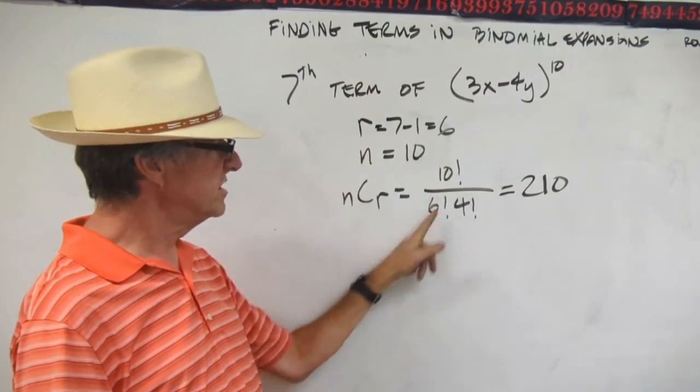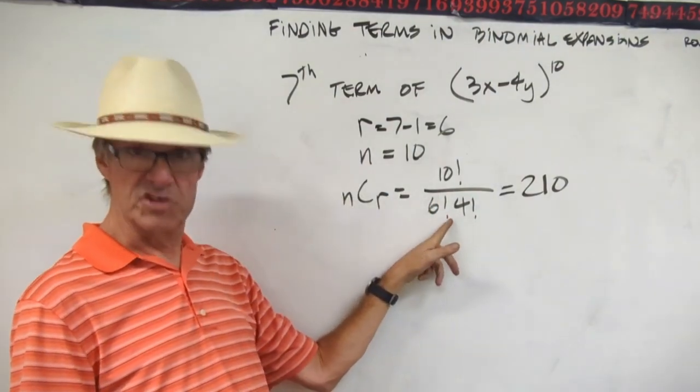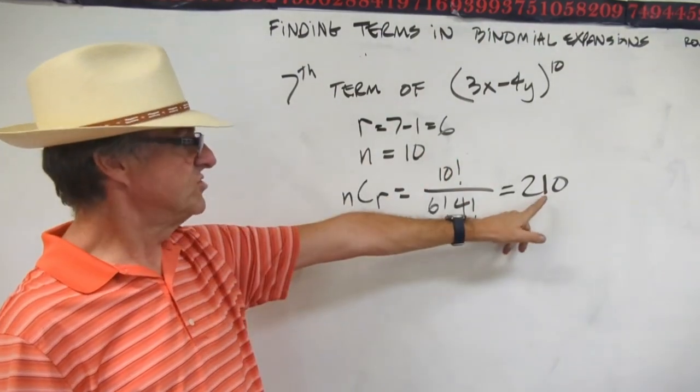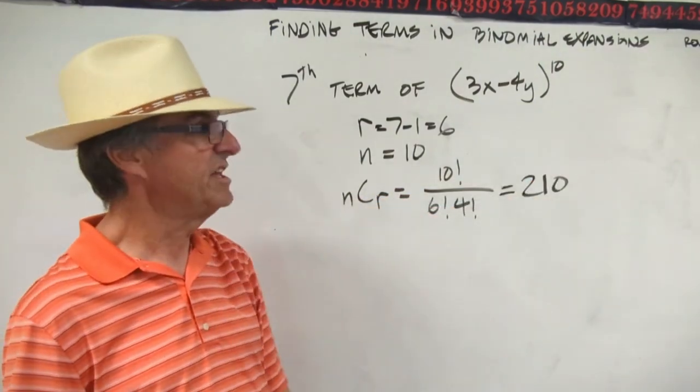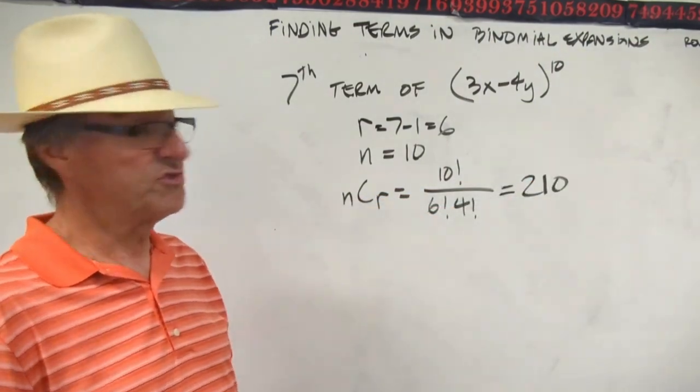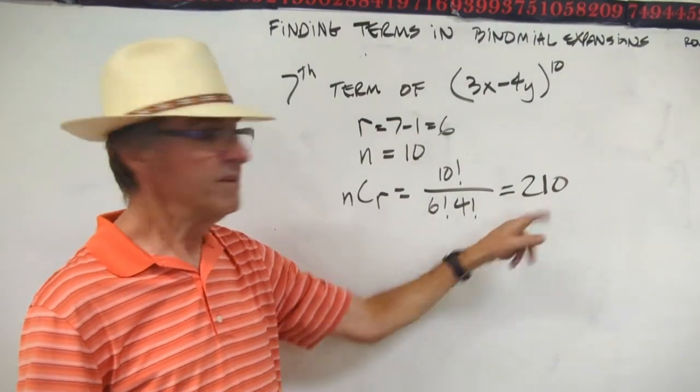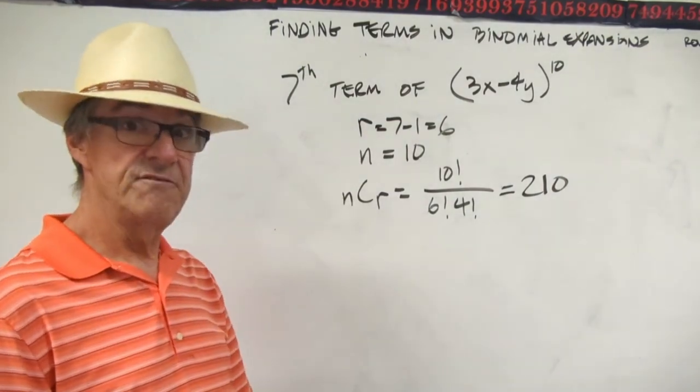I plugged that into the calculation that gives us the term number from Pascal's triangle. We get 210. Now I can't check this on my triangle because I'm not going to make the triangle to 10 or 11 rows. That's just too much. So we're just going to take that on faith. And then now I want you to pause the video and finish this.